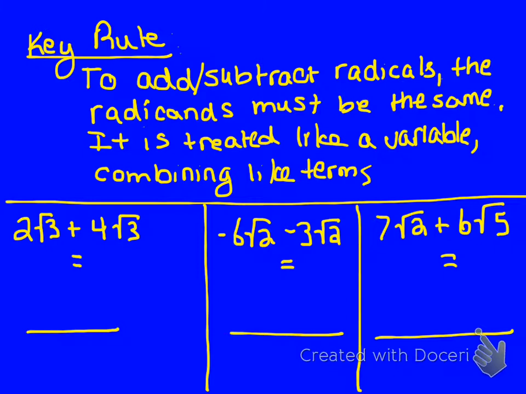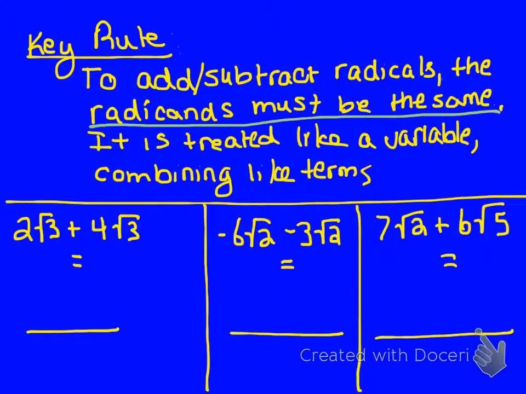So when you're adding and subtracting radicals, there's one main key rule that you have to know. To add or subtract radicals, the radicands must be the same. It is treated like a variable, and you combine it just like you would combine like terms. So I have some examples down here.